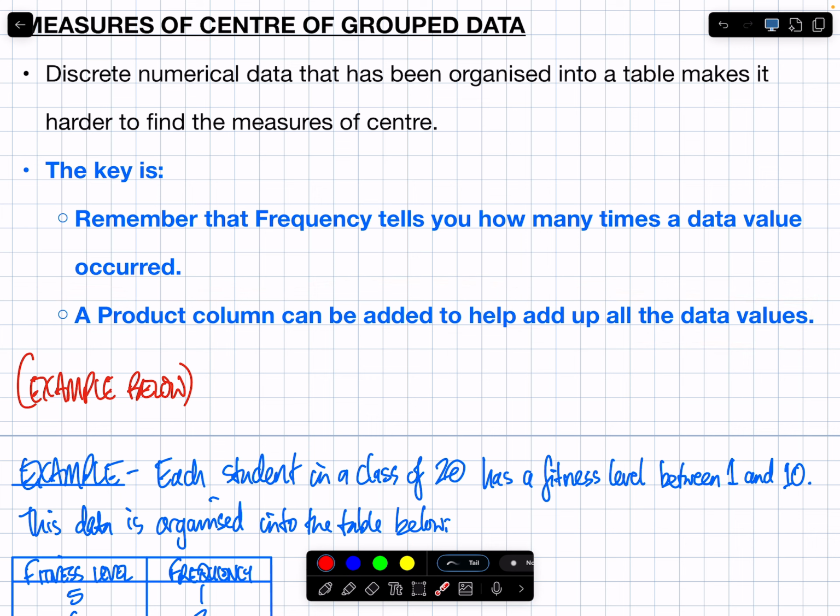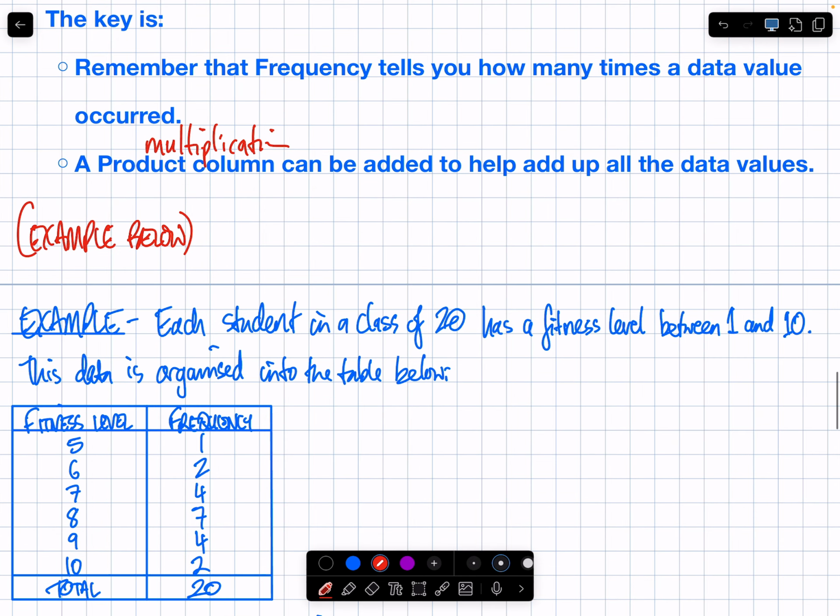What does product mean? Product is multiplication. So get those 2 points down, and then I'm going to show you on this data here how you can find the mean, median, and mode if the data has been organized like this.